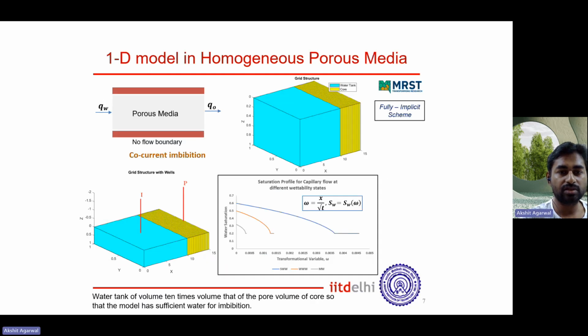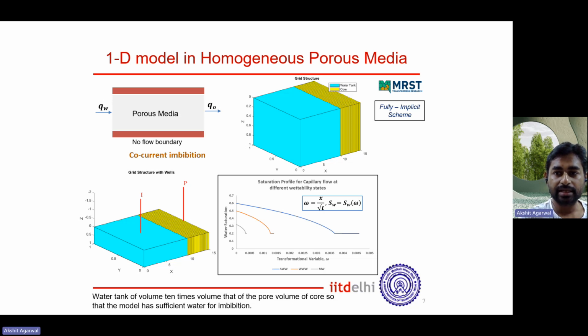Now I will discuss the 1D model that we constructed using the MRST simulator. We are studying the co-current displacement where the fluid flows in only one direction. We use the fully implicit scheme in the ad-blackoil and ad-core module to study the dynamics of capillary flow in porous media. We constructed a reservoir with the dimensions of 5 meter by 1 meter by 1 meter.